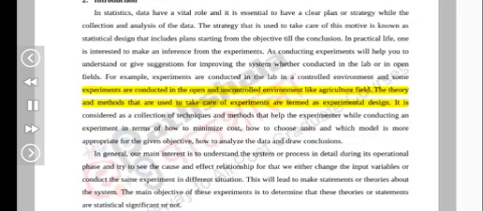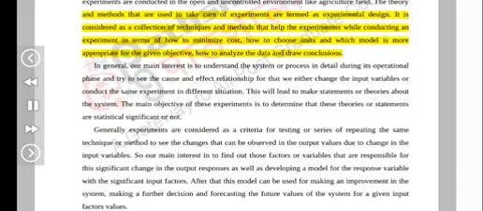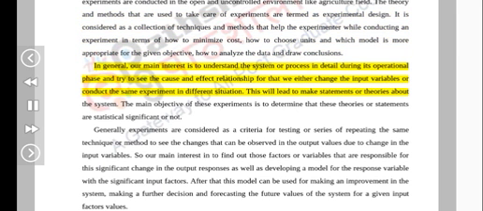It is considered a collection of techniques and methods that help the experimenter while conducting an experiment in terms of how to minimize cost, how to choose units, which model is more appropriate for the given objective, and how to analyze the data and draw conclusions. In general, our main interest is to understand the system or process in detail during its operational phase and try to see the cause and effect relationship.